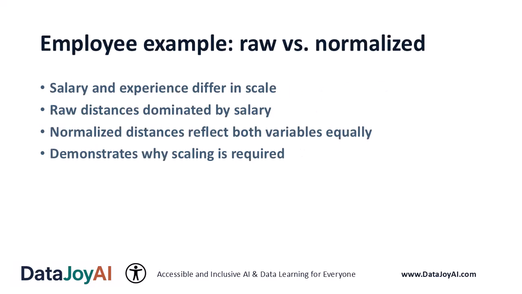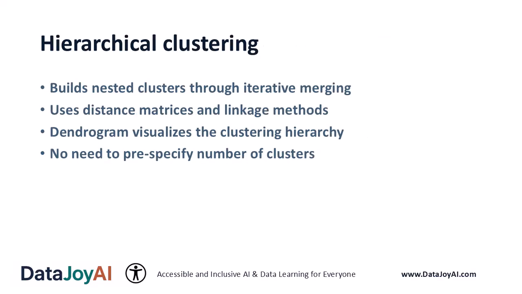Employee example, raw versus normalized. The chapter's employee example makes this clear. Raw distances reflect salary differences almost exclusively. After normalization, both salary and experience influence the distances. This demonstrates why scaling is a required pre-processing step before clustering.